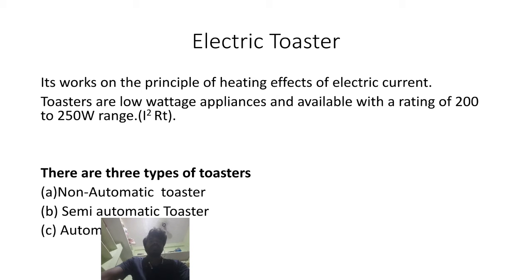When current is passed through a resistance, heat is produced. It is I squared R T, where I is current, R is resistance, and T is time. Heat is produced.